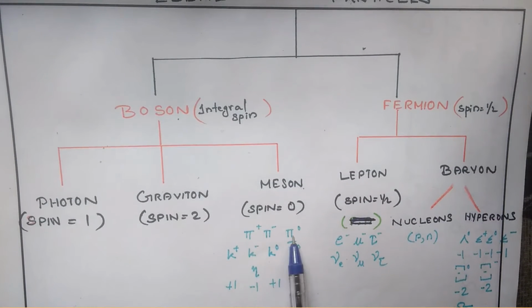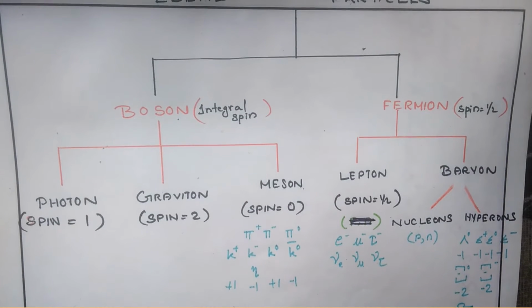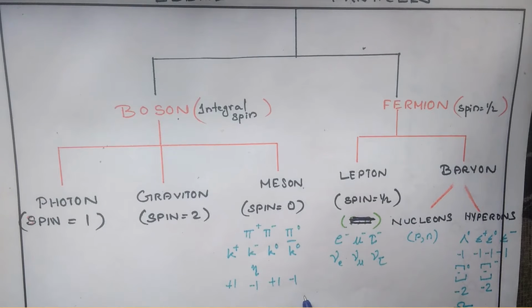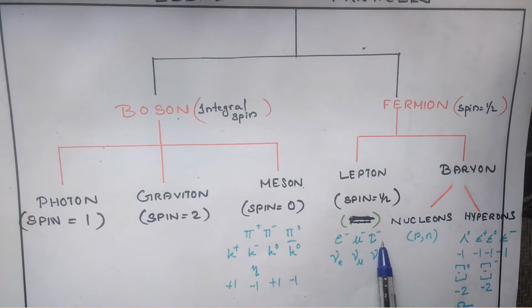Some of the members are mentioned here. In the meson family, there are pi plus, pi minus, pi 0, K plus, K minus, K 0, K bar 0, eta. And what does this number denote? This is the strangeness of the pion, kaon and eta. Strangeness we have studied in the last video. Go through that. And for lepton, it is electron, muon, tau.